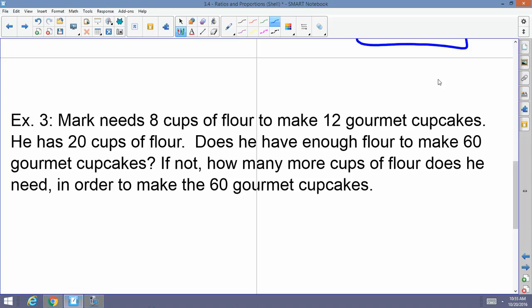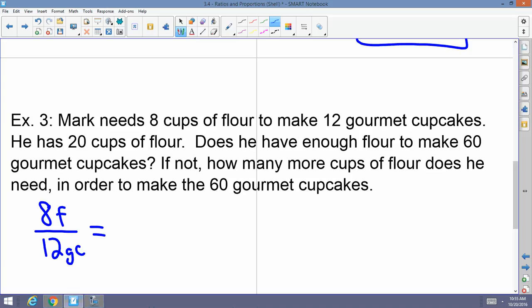Okay, you got 8 cups of flour to make 12 gourmet cupcakes. Beautiful. Now, how do we solve the problem? He's got 20 cups. He wants to make 60 gourmet cupcakes. What do I do here? Keep going with it.